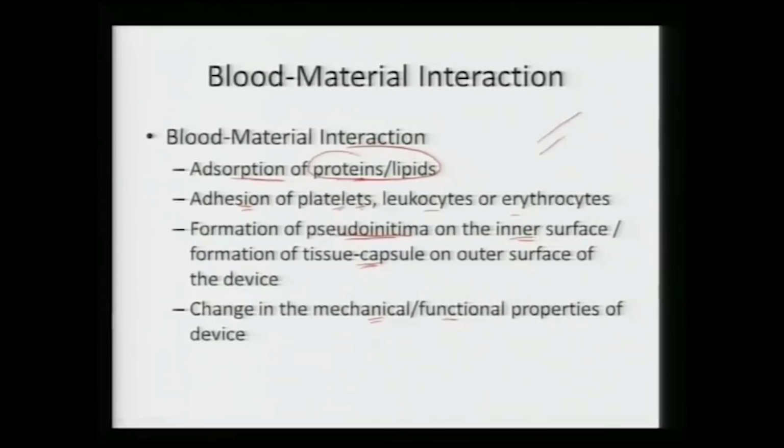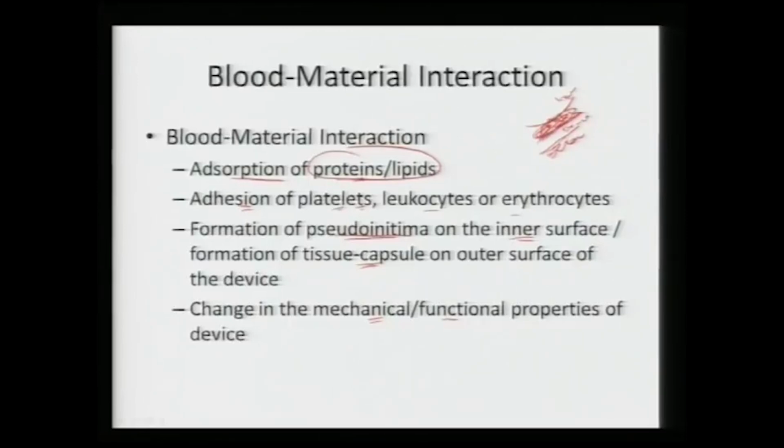If you have a particular device, it will first have adsorption of proteins or lipids on its surface. It is followed by the addition of platelets. So, we have platelet addition on the surface, and then the formation of pseudointima over this, which forms on the inner layer of the cell or tissue, and then there is the outer surface. This is the device, and this is nothing but the tissue.